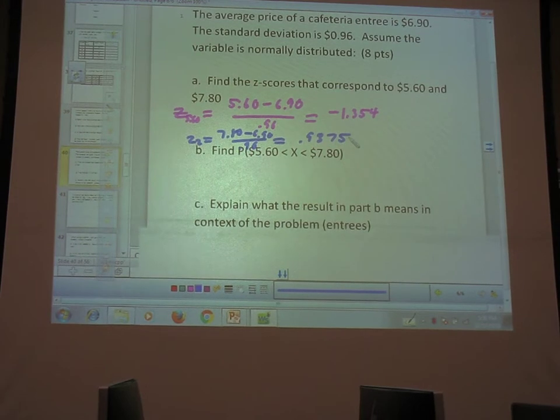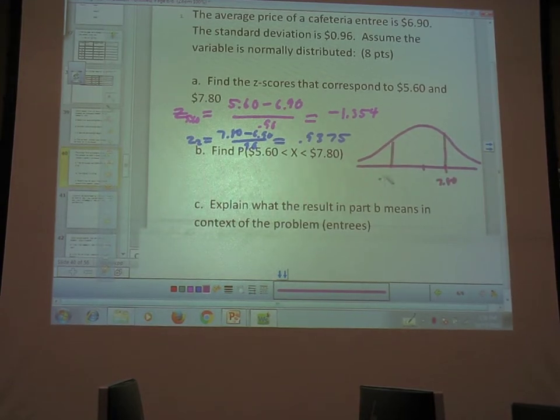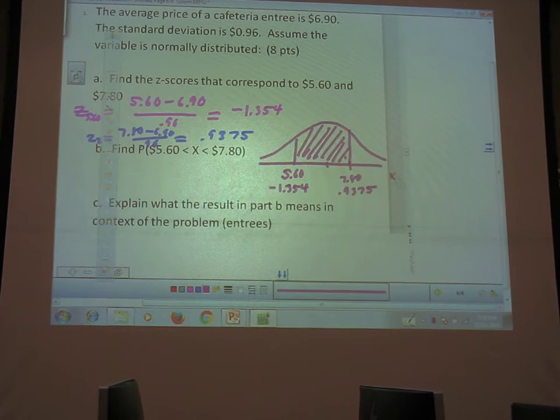Right, so maybe a little picture might help us. I like pictures. So here's my middle. 780's over here somewhere. And 560's over here somewhere. And we want the area between them, probability. Remember, the area is probability. I found the z-score for this one: negative 1.354. This z-score is 0.9375. Then you plug them in. So these are x values. These are z-scores.